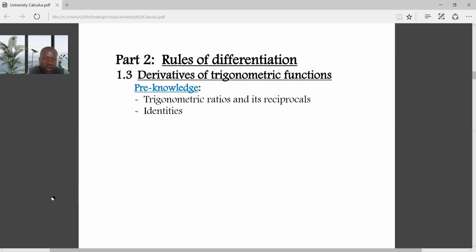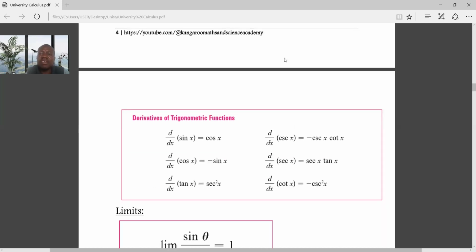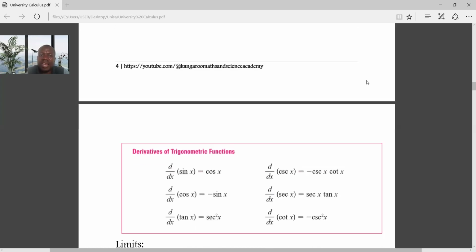Now we can move on to the derivative. Ladies and gentlemen, we need to be able to know this. According to this definition, when you are taking the derivative of trigonometric functions, number 1, the derivative of sine is cos, the derivative of cos is negative sine, and the derivative of tan is sec squared x.